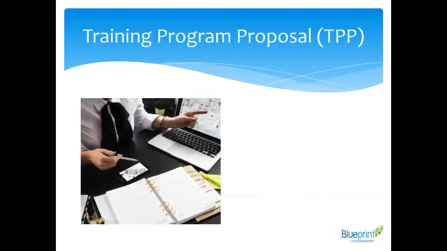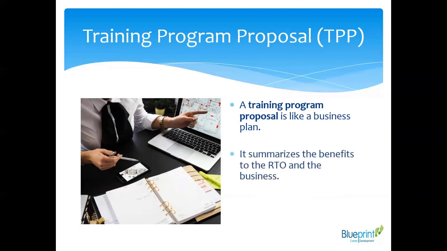Another document we use is a training program proposal. Now, a training program proposal, it's like a business plan. It can help businesses and RTOs decide whether they should invest in a particular training program or not. It summarises the benefits to the RTO and the business. Investing in a training program can be expensive, therefore it needs to be determined whether it would be feasible or not prior to continuing. It also highlights the description of the training, including the length of the course, the location, schedule, and all those types of things. Once again, the development of the training program proposal is covered in a separate video.